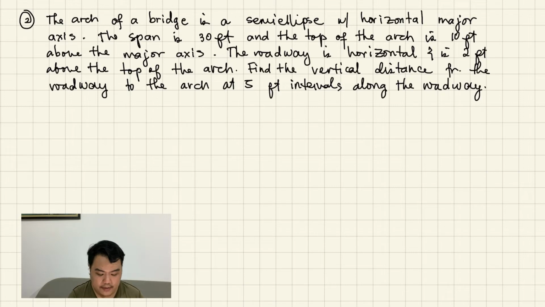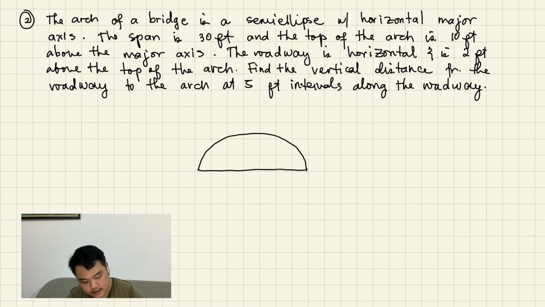So, meron muna tayong semi-ellipse. Isa-isahin natin. We have a semi-ellipse with horizontal major axis. Let's say this is the horizontal major axis. So, semi-ellipse. And, ang span daw is 30 feet. And the top of the arch is 10 feet above the major axis. So, kaya ko na-conclude na upper portion yung kinukuha natin, no? Kasi, sabi dito, top of the arch is 10 feet above the major axis. So, nasa ilalim yung major axis. So, ito yung sinasabi niya na 10 feet. So, markahan natin yun. So, that is 10 feet.